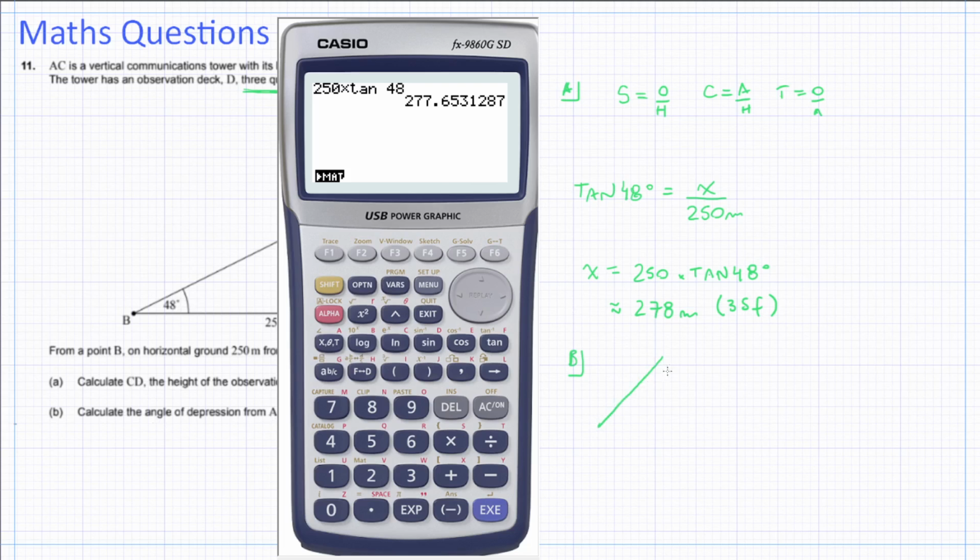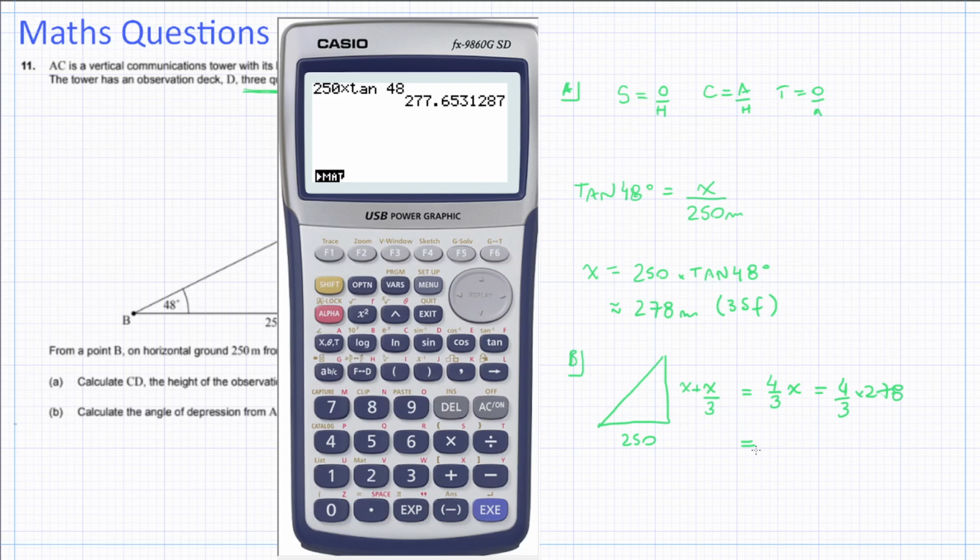So now we will have a slightly different triangle. The base is still 250 meters. But now the height is a bit different, which is x plus x over 3. If you work your fractions, you would find 4/3 of x, which is 4/3 of 278.